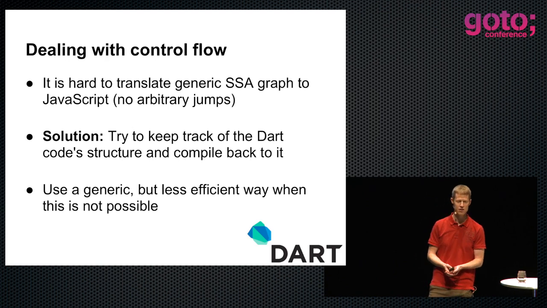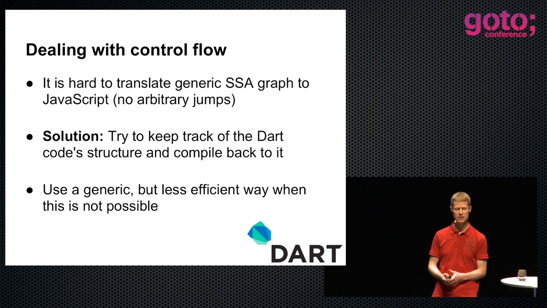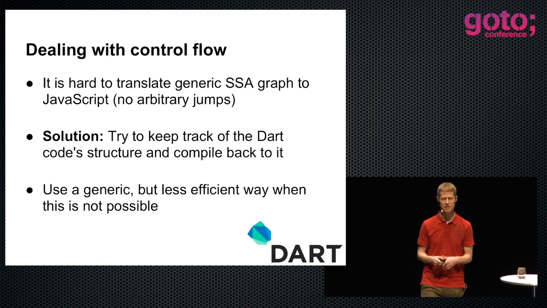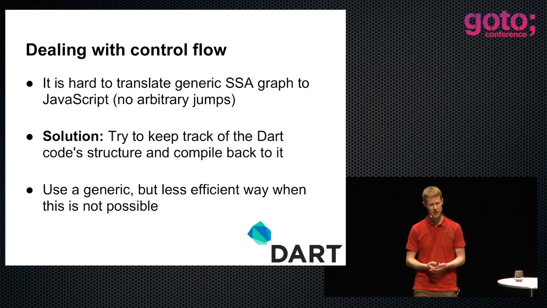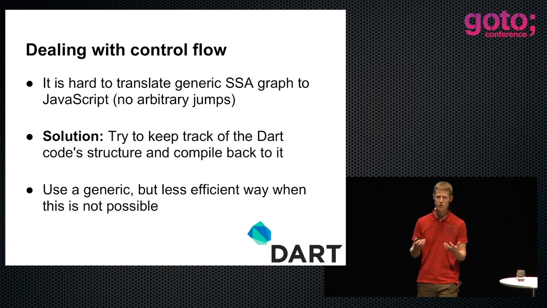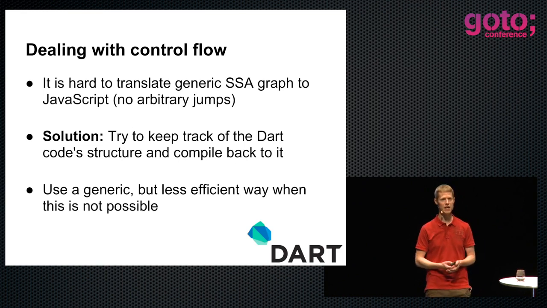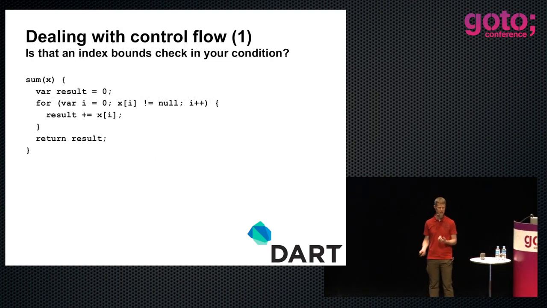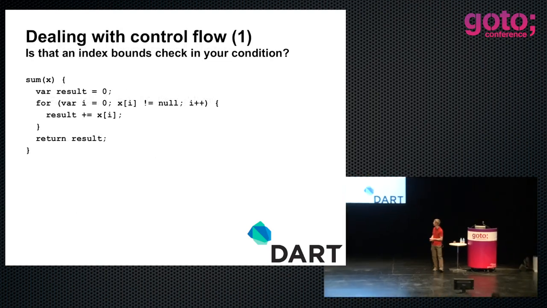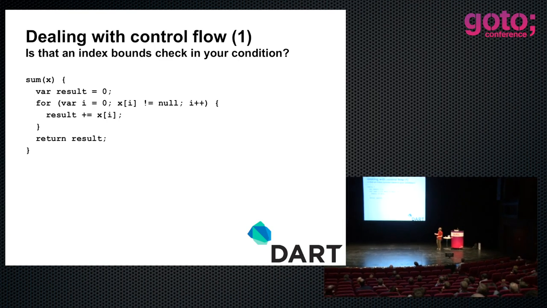So what we've done is we've tried to keep the code structure from Dart in the SSA form we built, not mess too much with it, and just compile that to the same corresponding JavaScript control flow statements. It's not the ideal solution, perhaps, but it actually works pretty well. There are certain optimizations on the control flow that we cannot do that way, but it works fine for data flow.